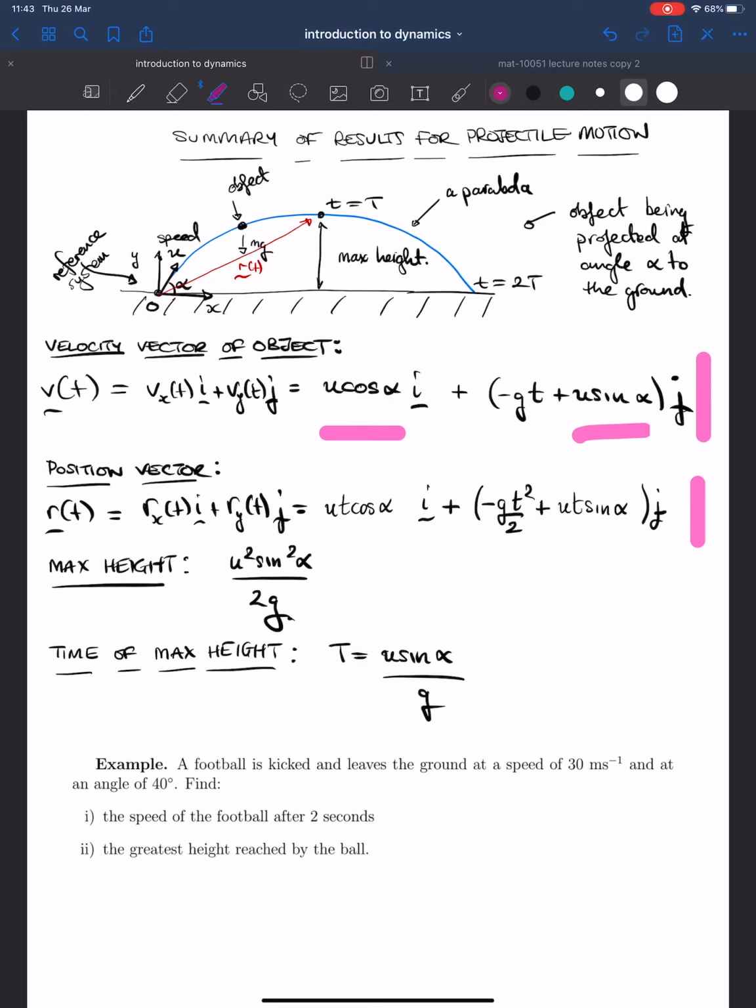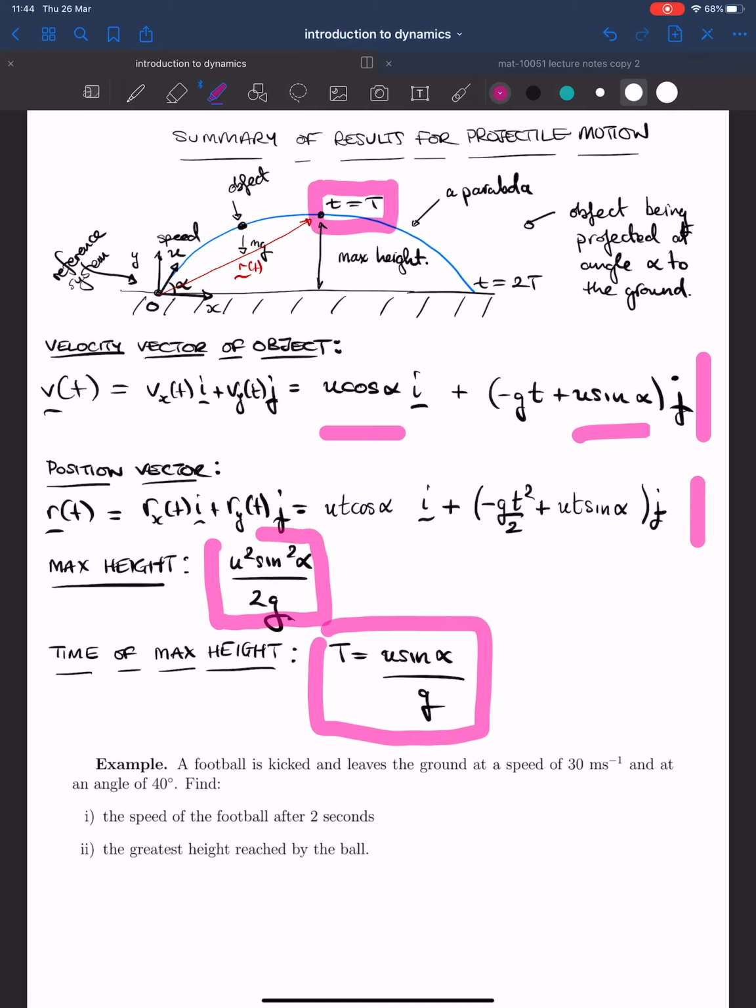We also found the time, capital T, at which the max height is achieved. Okay, and this was found to be this. And we also derived an expression for the maximum height at that time, capital T, which was given by this expression. Don't forget also, it takes twice capital T for the object to return to the ground.